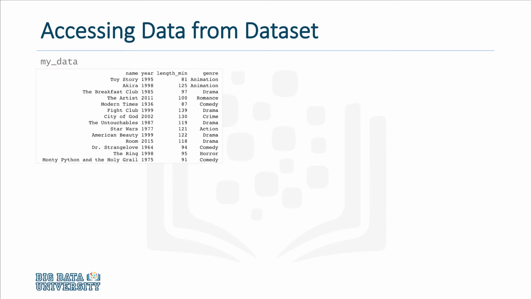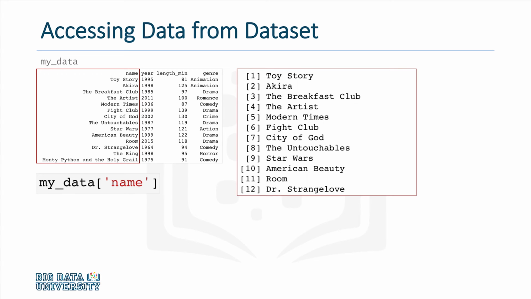Once we have the dataset loaded into a variable, we can start accessing its elements. So for example, say we wanted to access the name column highlighted here. To do so, we can directly reference the column name inside the square brackets. In this output snippet, you can see we get the elements of this particular column.